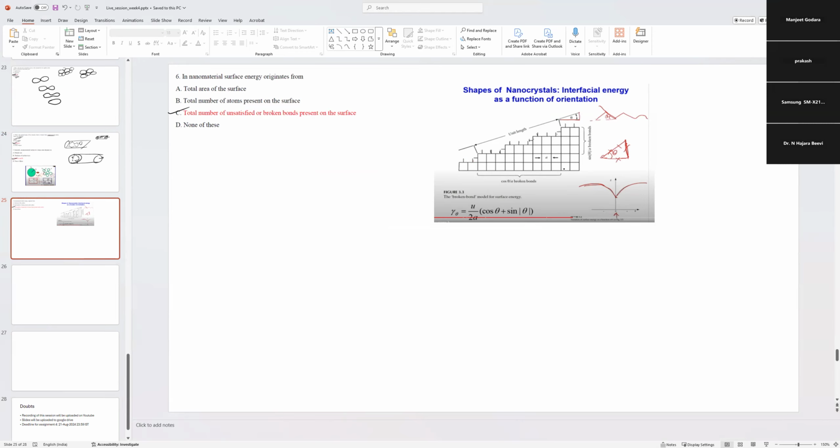Total number of atoms present on the surface? It's not just the atoms, it's the total number of bonds broken. You may have an atom sitting with completely satisfied bonds. We're more interested in the broken bonds.